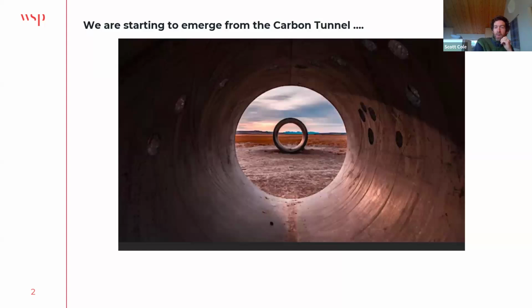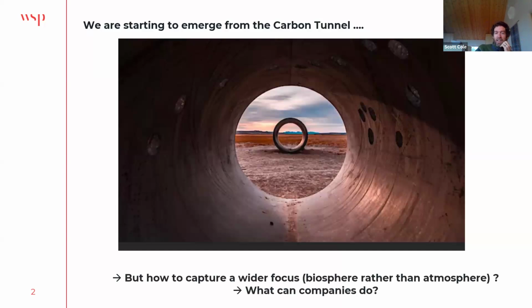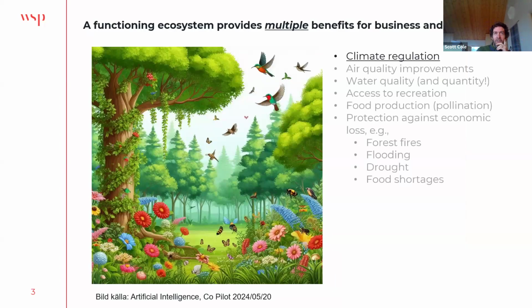So I often use this picture and this expression of a carbon tunnel to capture this one-sided focus on carbon that a lot of companies and groups have had up until recently, when they started to realize that we need to look outwards at other types of threats, including looking at the entire biosphere instead of just the atmosphere. But what is it that we want to ensure here? What is it that we're really trying to aim at?